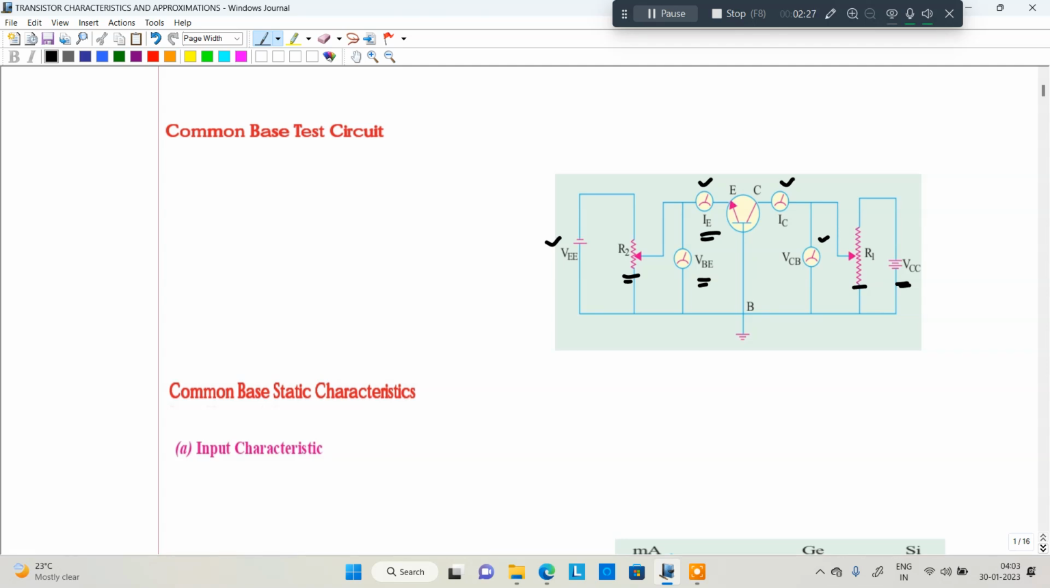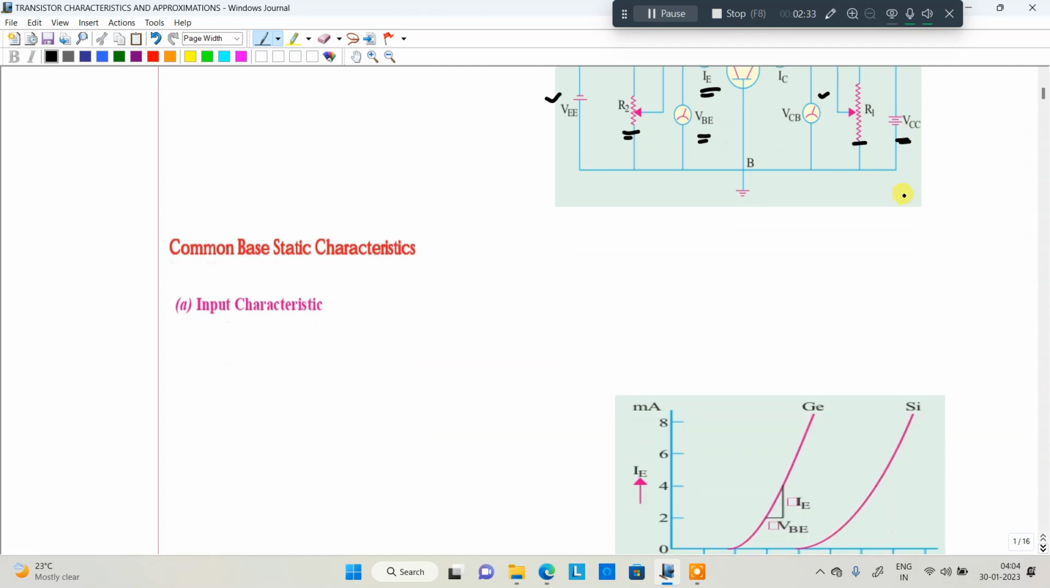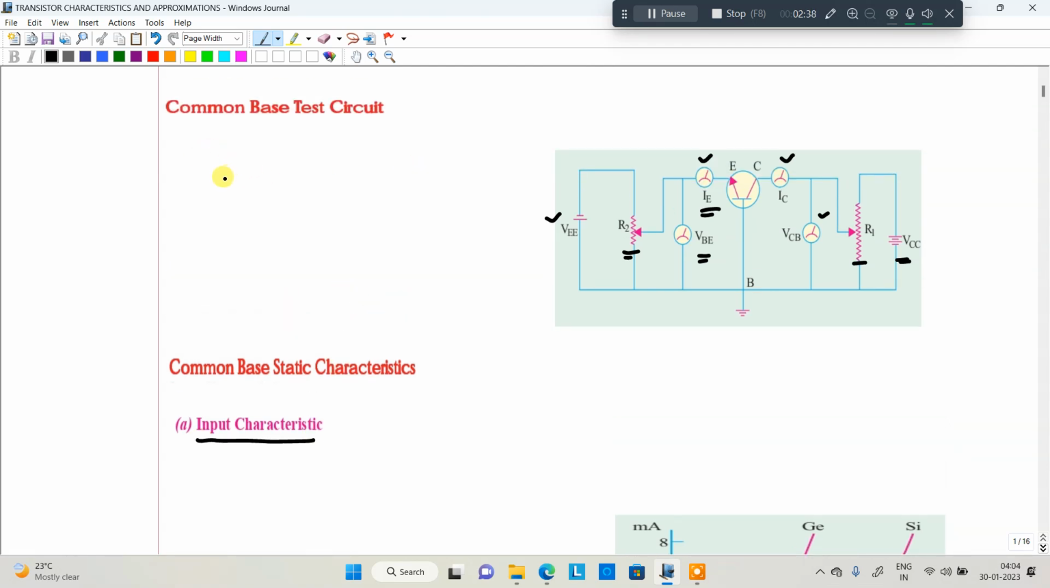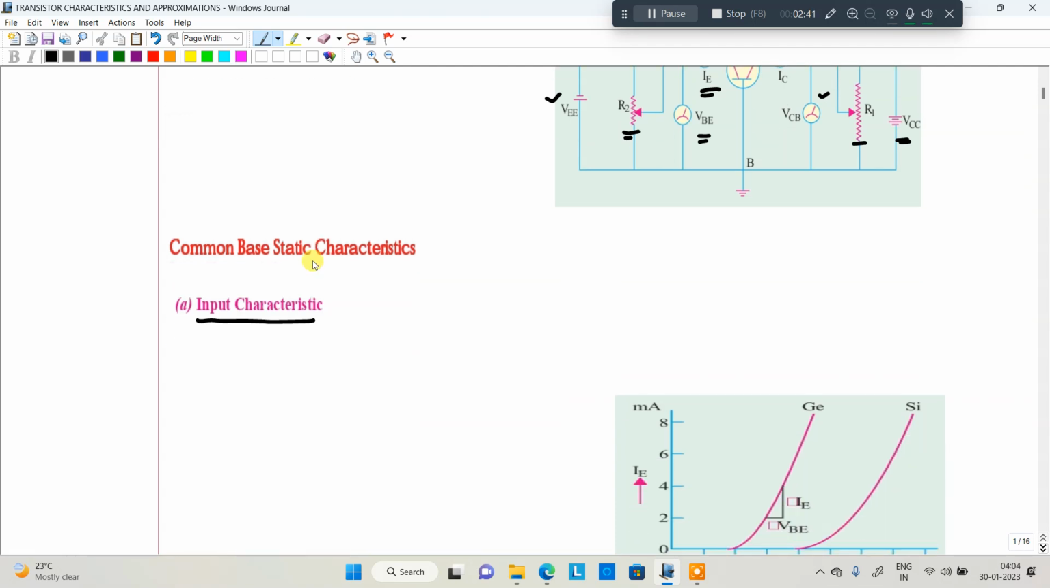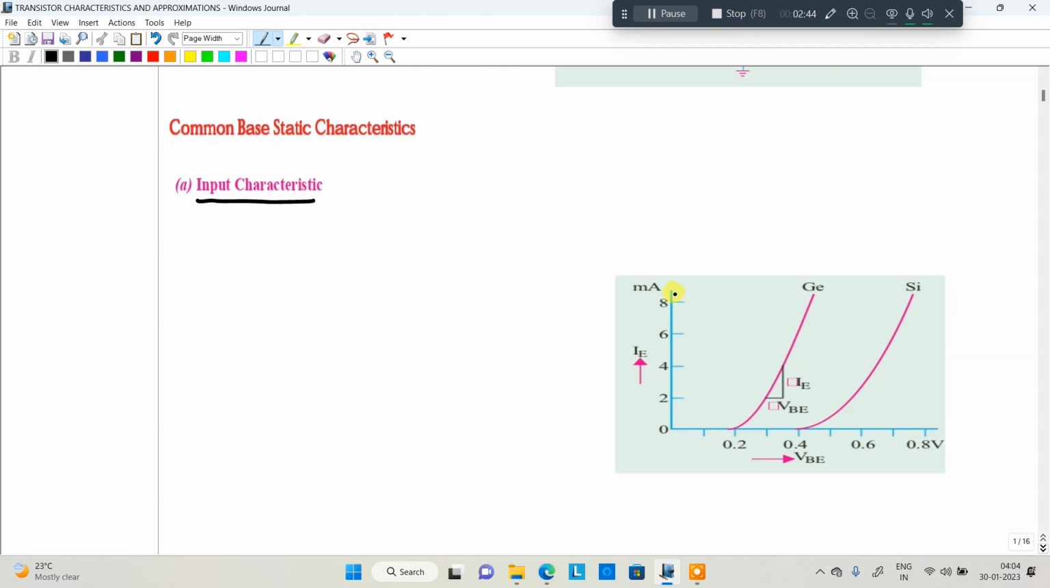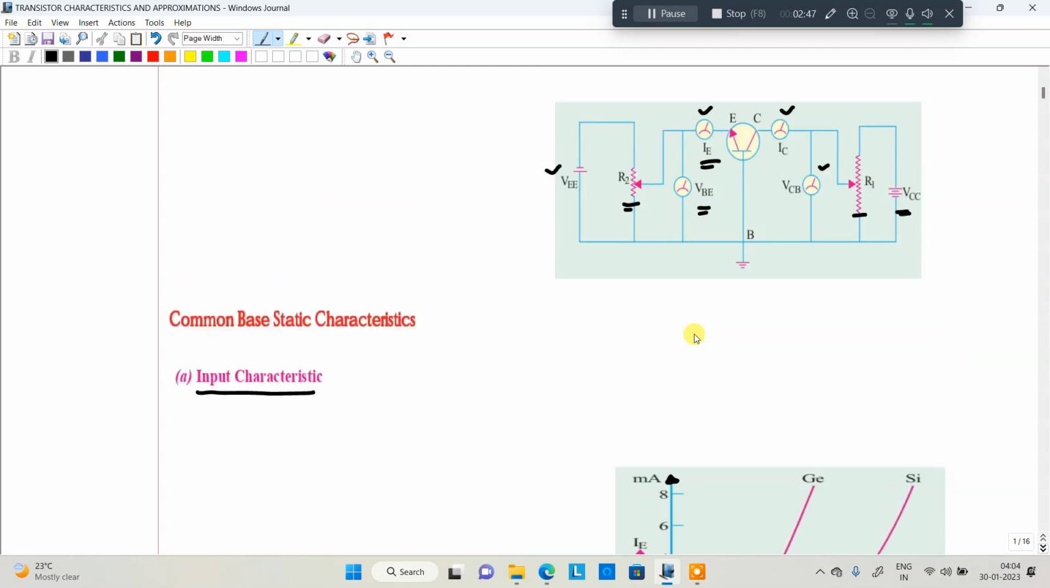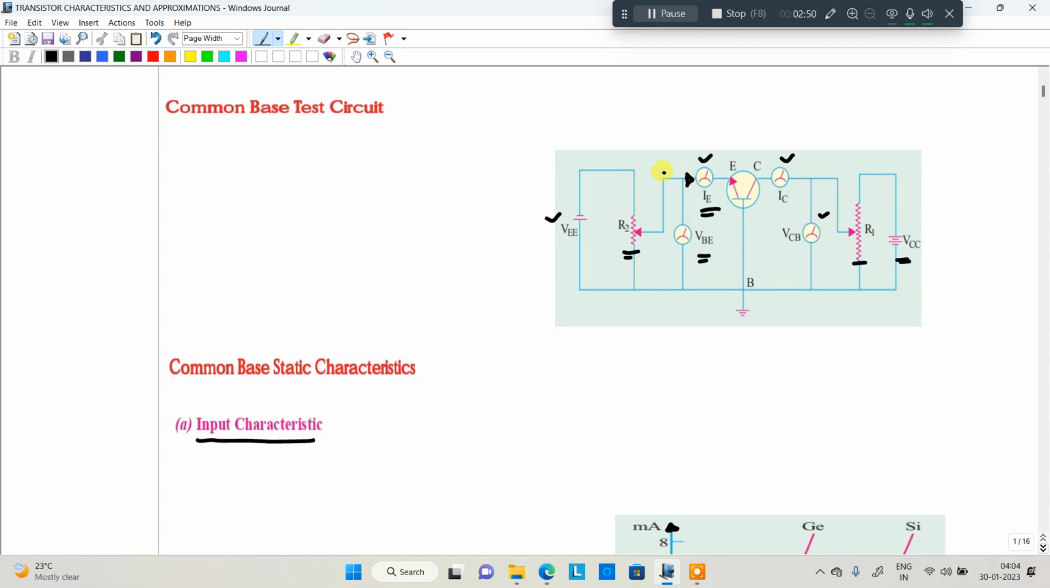Now, while you are doing the characteristics, first we'll see the input characteristics. Input characteristics is nothing but the graph drawn between the input current and the input voltage. What is the input current here? IE is the input current. Next, what about the input voltage? VBE, because it is between emitter and base. So VBE is the input voltage.